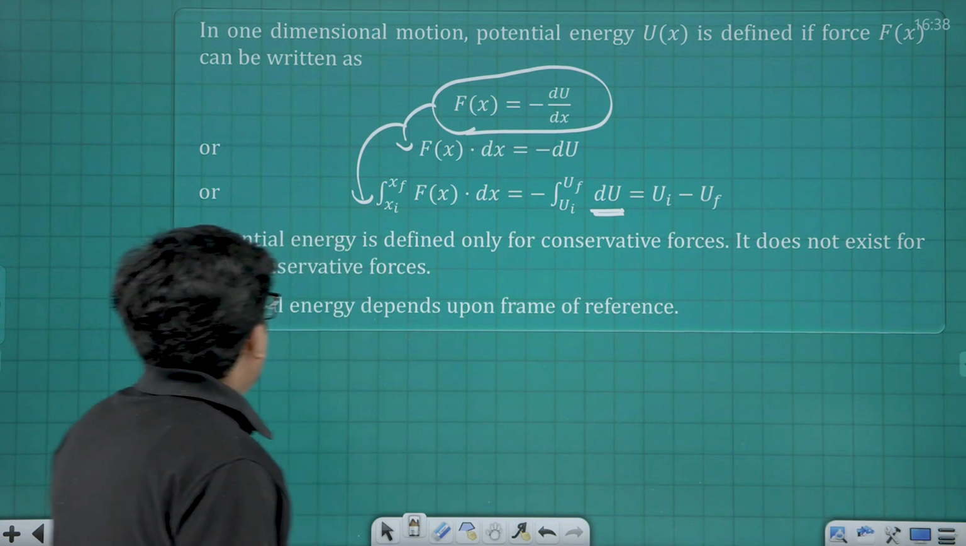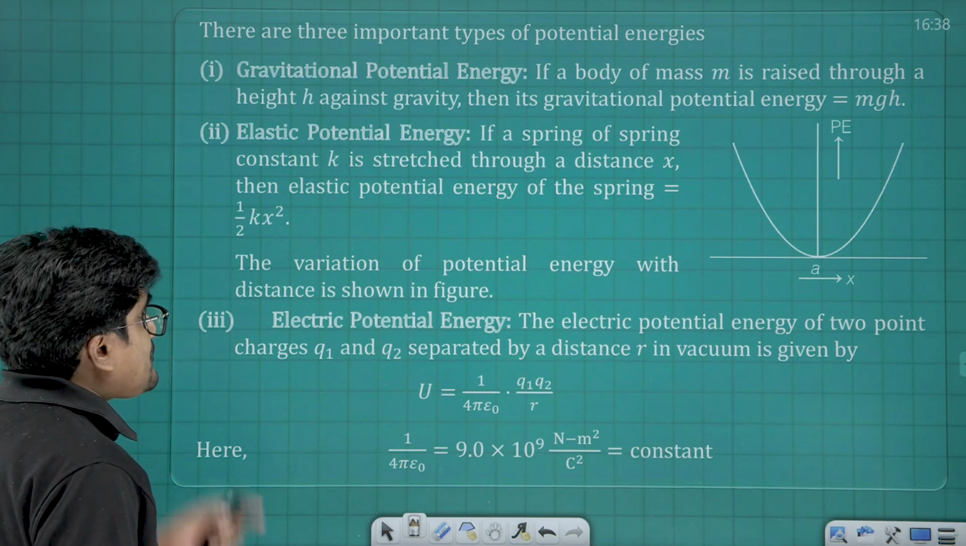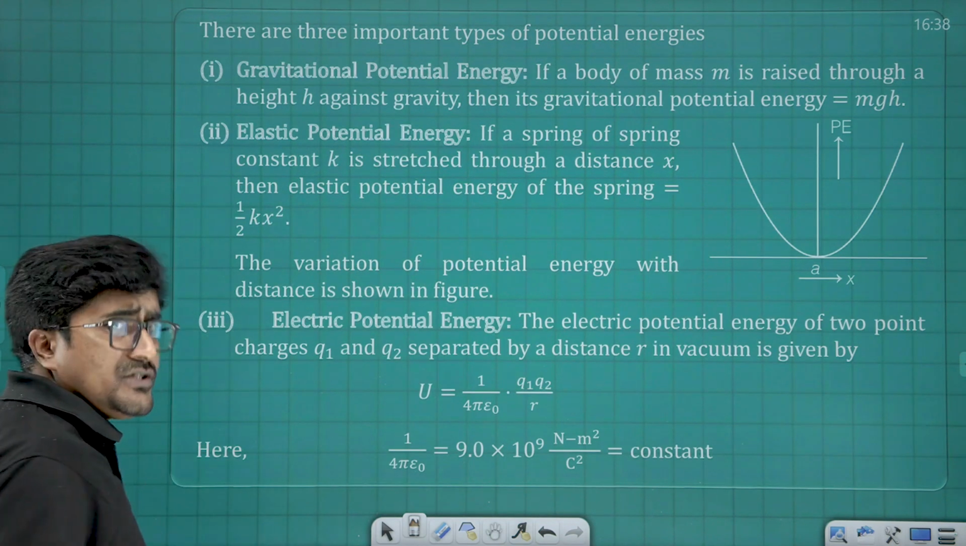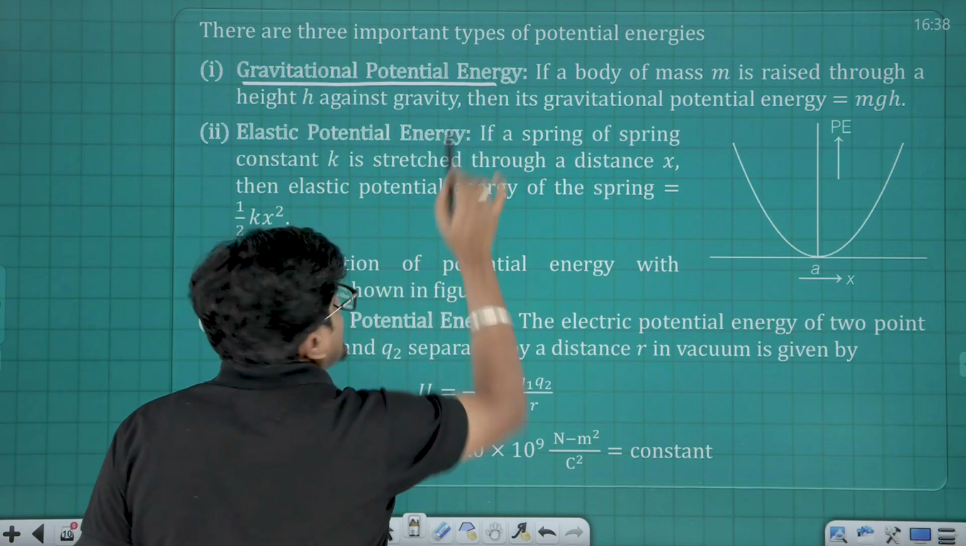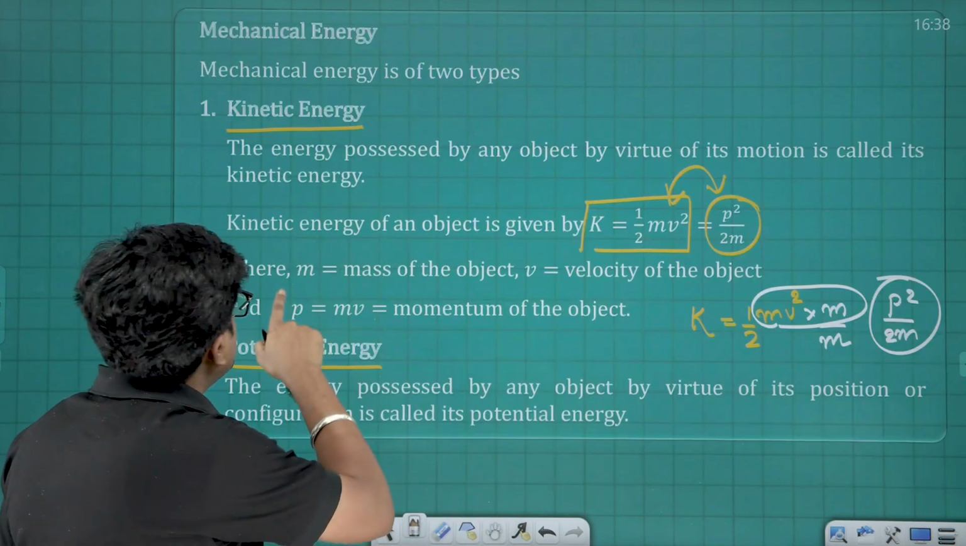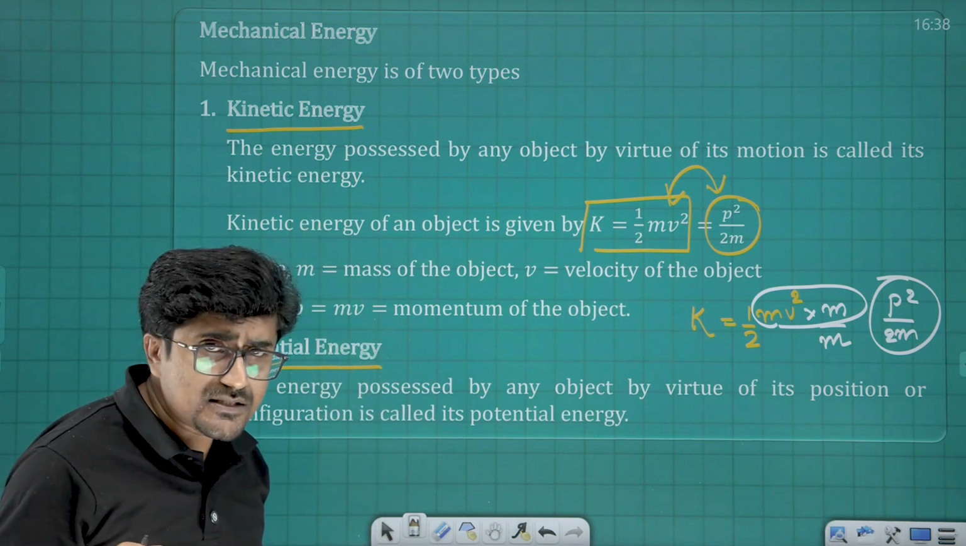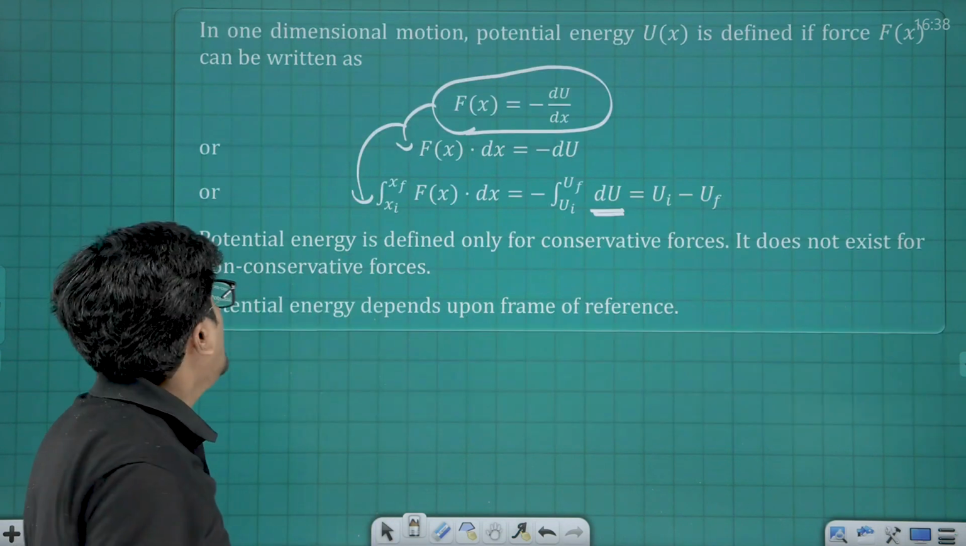All right. Now the next one: I told you about potential energy. Potential energy itself we can classify into three types. So this was the standard classification of mechanical energy, that is kinetic energy as well as potential energy.